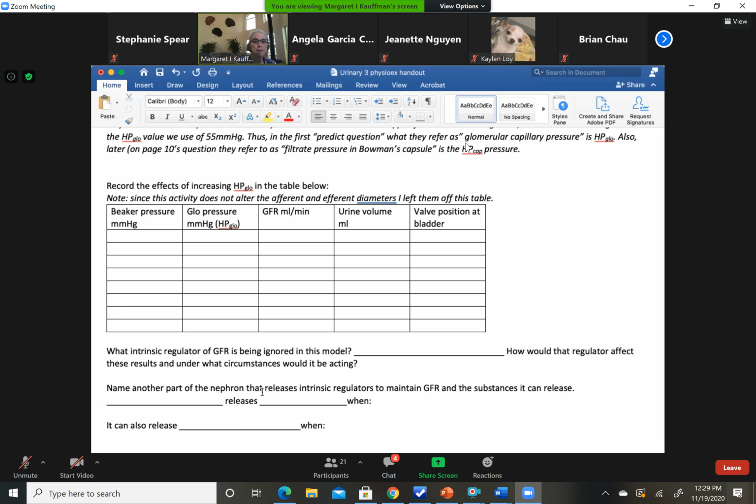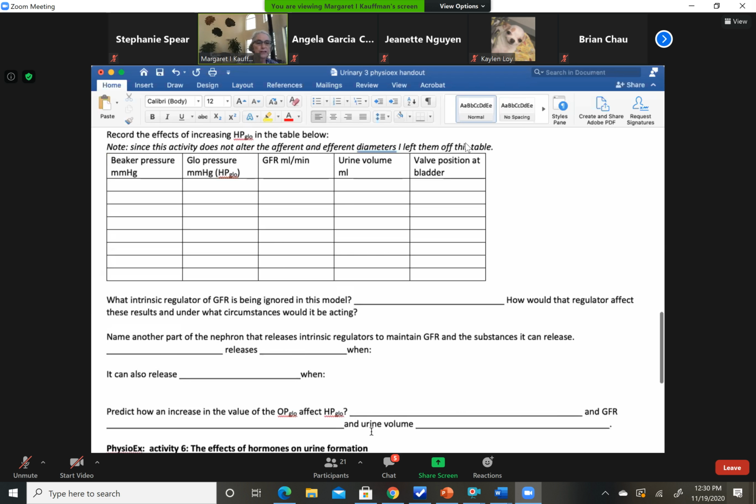Okay, name another part that releases intrinsic regulators. What's the other active part? Macula densa. So this is a little repetitive from what we did before, but it's okay. It's giving you it in another way. And it could release, and you could choose what you'd like, ATP, adenosine, or it could release PGE2, and then the situations which go with each.